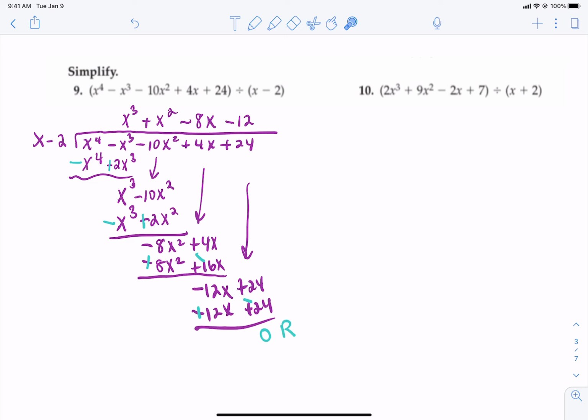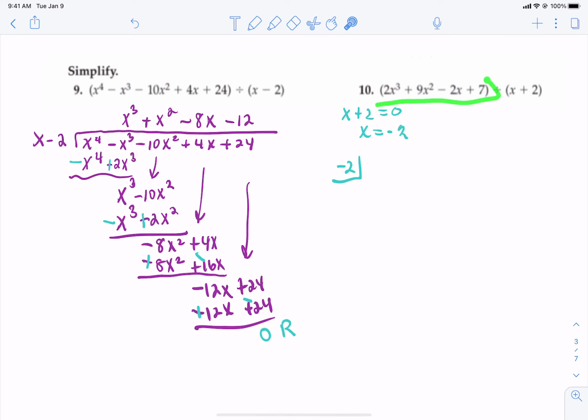Number 10 is we're going to do it using synthetic division. Now, how do we do synthetic division? Well, we definitely want to make sure that this should be a plain old x for us to proceed using synthetic division. It is a plain old x. We're ready to go. We're going to set that divisor equal to 0, and we're going to solve for x. And so we get negative 2. And negative 2 is going to go into our corner box.